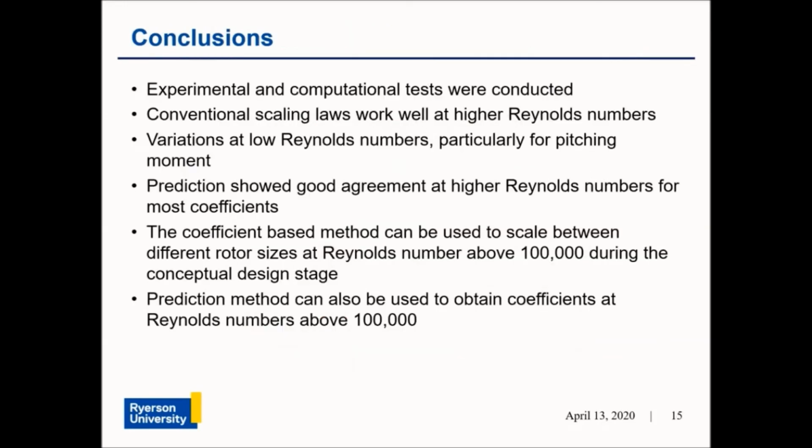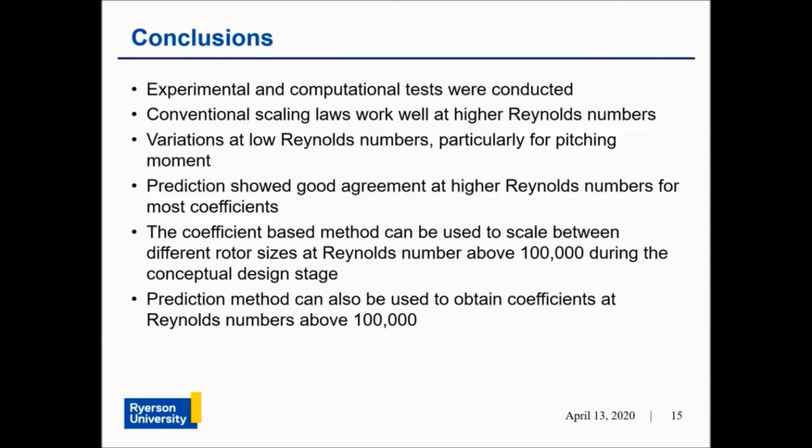In conclusion, experimental and computational tests were conducted to verify relationships between rotor sizes, forces, moments, and Reynolds number in the low Reynolds number regime. From the experimental results, it was seen that the conventional scaling laws work well at higher Reynolds numbers above approximately 100,000. At low Reynolds numbers, there were variations seen between the different rotor sizes, particularly for the pitching moment coefficient. The computational prediction method also showed good agreement at higher Reynolds numbers for most coefficients, except for the pitching moment.